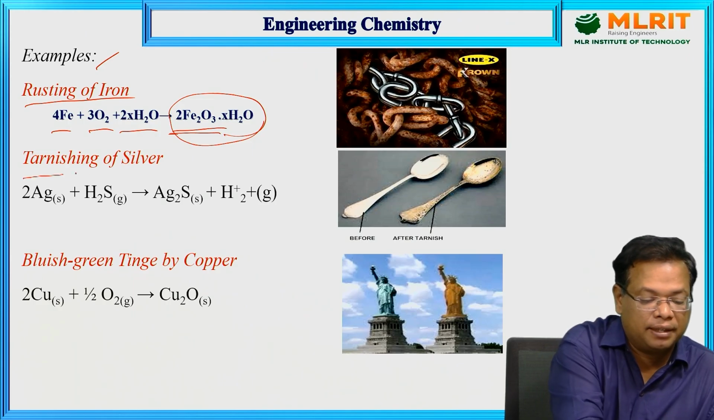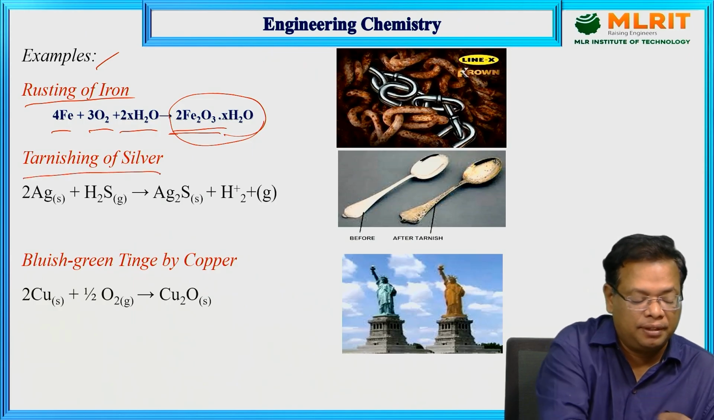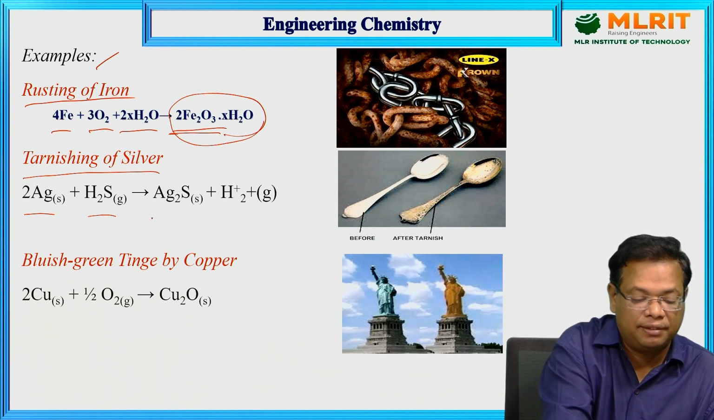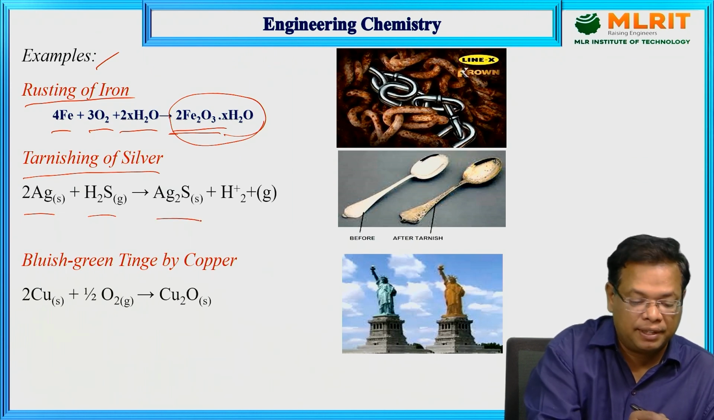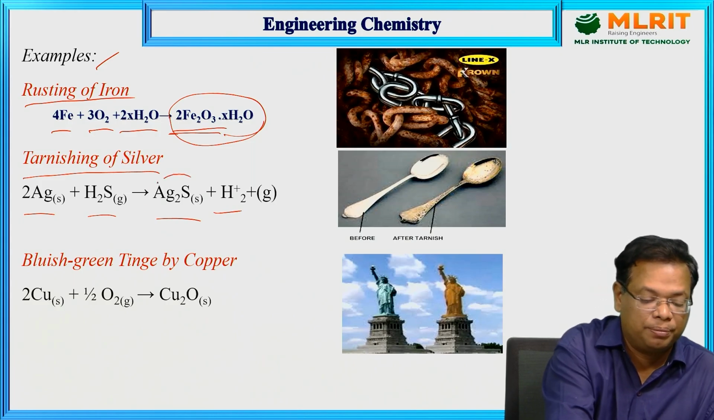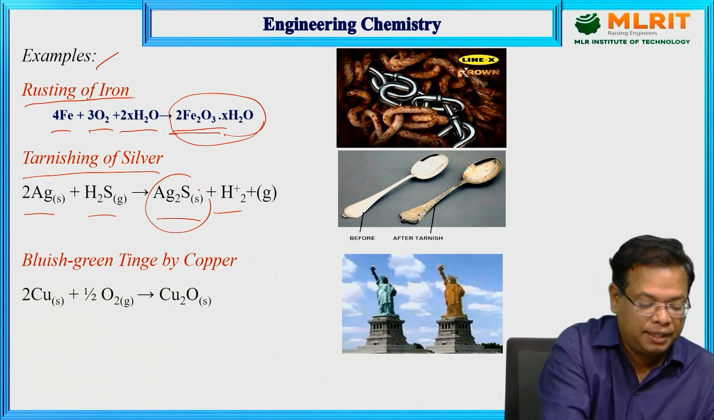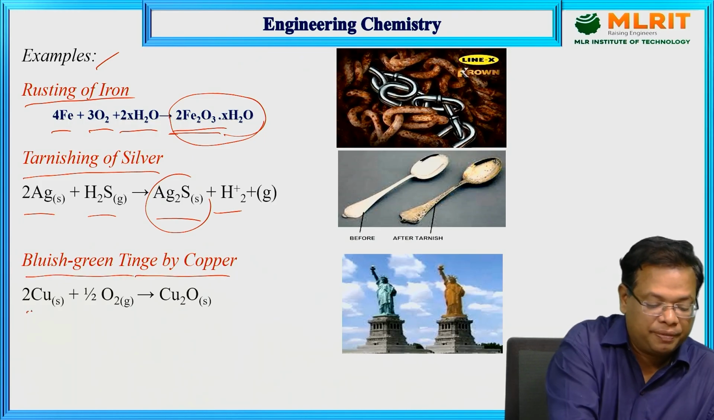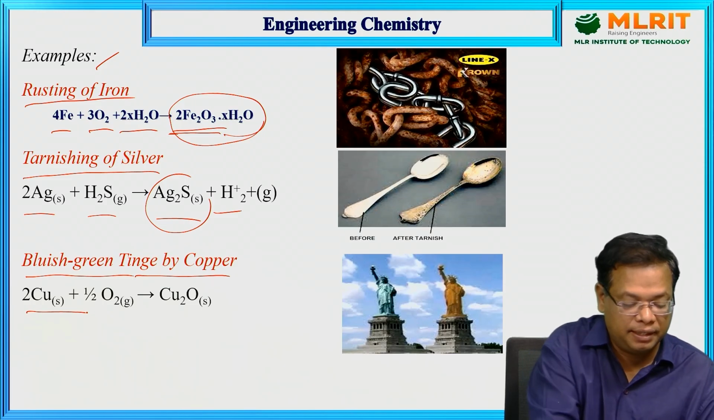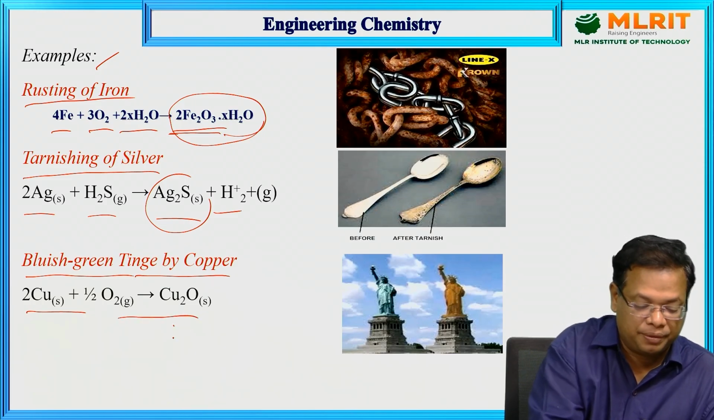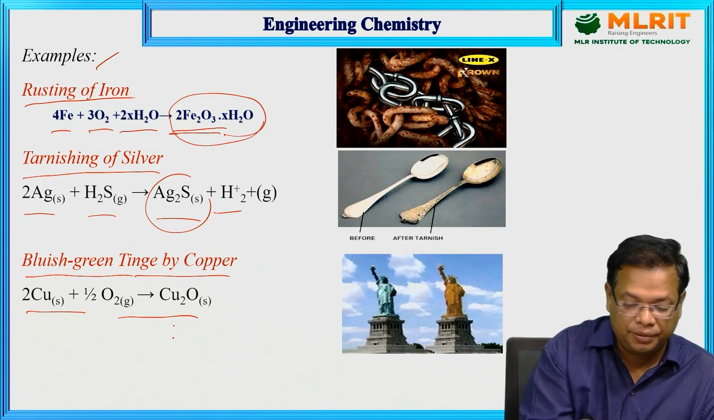And the tarnishing of silver. Silver will react with H2S, hydrogen sulfide. It will form silver sulfide and H2. By releasing H2 gas, it will form silver sulfide. And the bluish green tinge on copper. Copper will react with oxygen and then it will form a Cu2O compound.